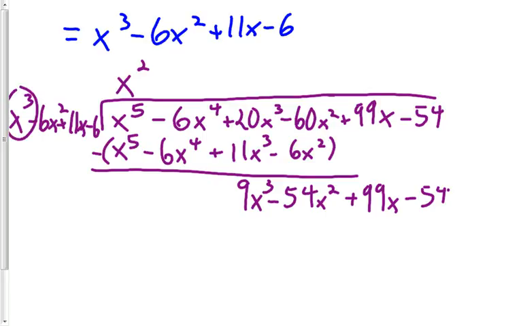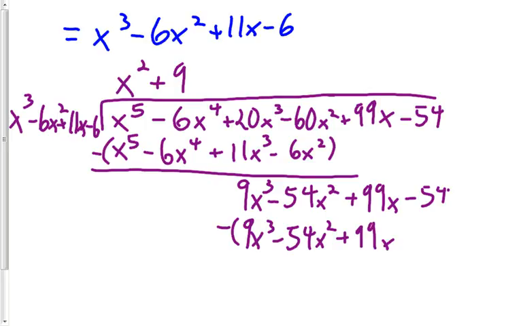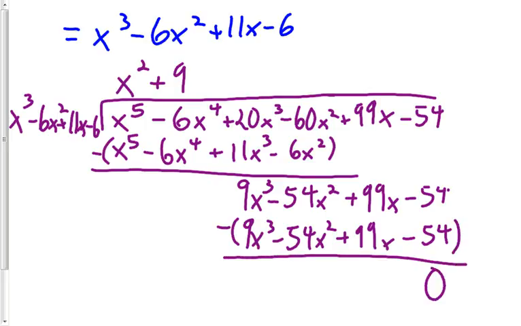Now I need to make my x cubed look like 9x cubed. Well, all I have to do then is multiply x cubed by 9. So 9 times x cubed is 9x cubed. 9 times negative 6x squared is negative 54x squared. 9 times 11x is 99x. And 9 times negative 6 is negative 54. Do the subtraction. I find this is 0, which is very good because we know we are dividing by a factor, and there should be no remainder when we're dividing by a factor.